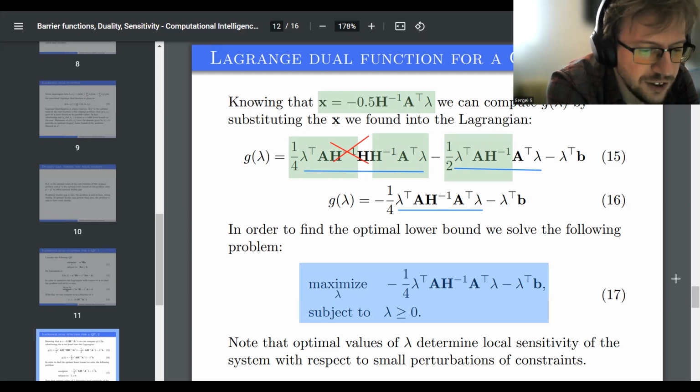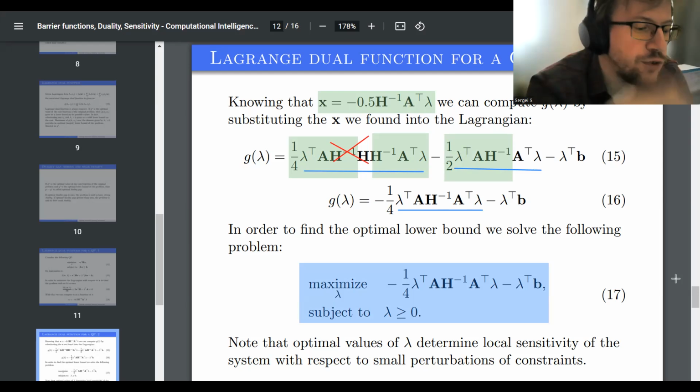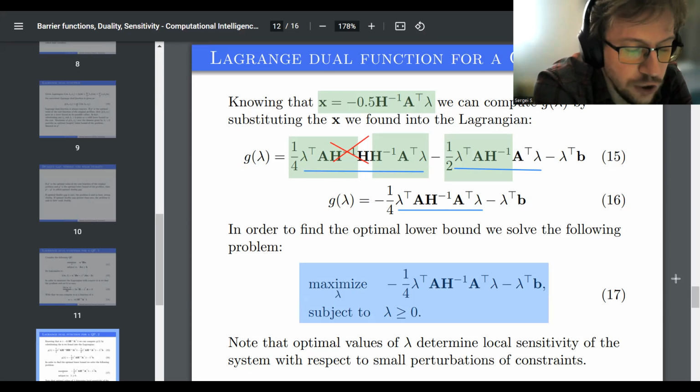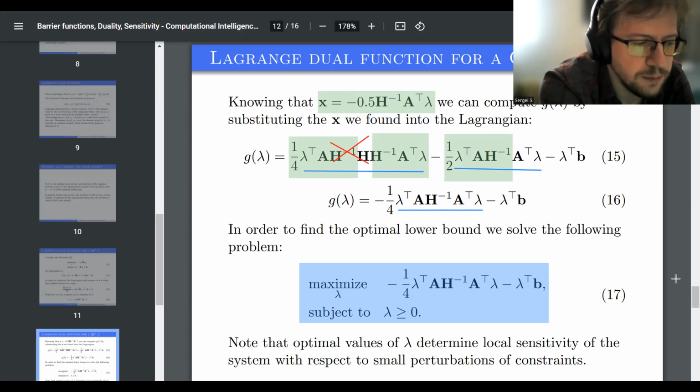What is interesting here? This just gives you an optimal lower bound. Assuming that your problem has strong duality, the solution to this problem will give you a solution to the original problem. QPs have strong duality, as far as I remember. Other optimization problems don't always have strong duality, but quadratic programs do, as far as I remember. You have to double check it. Don't just trust me.